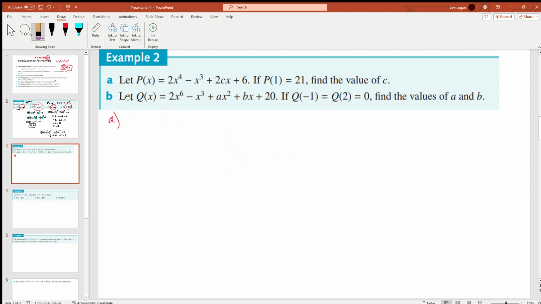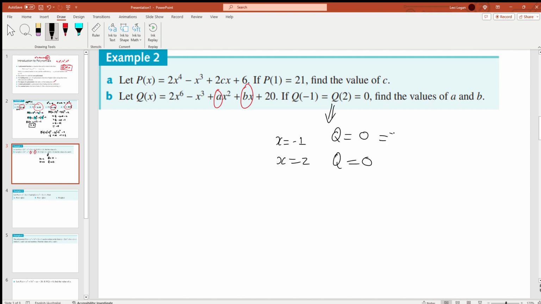Righto, so B: Q of x equals 2x to the power of 6 minus x cubed plus ax squared plus bx plus 20. The only difference about this question is that instead of one unknown, we have two unknowns, a and b. But now we've also been given two initial conditions. We've been told Q of negative 1 equals Q of 2 equals 0. What this means is that when x is equal to -1, Q equals 0, and when x is equal to 2, Q also equals 0.